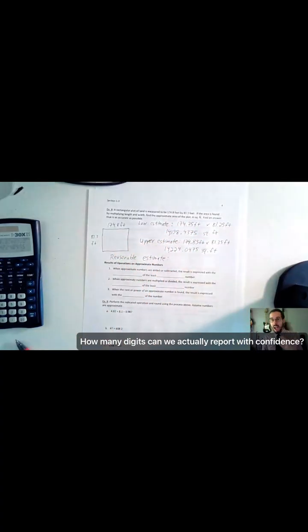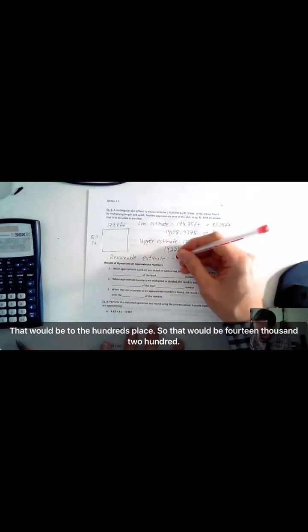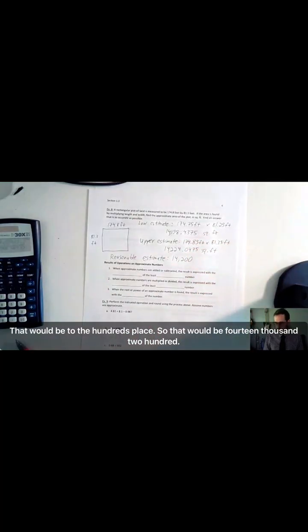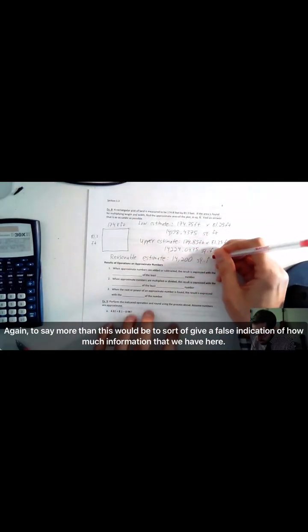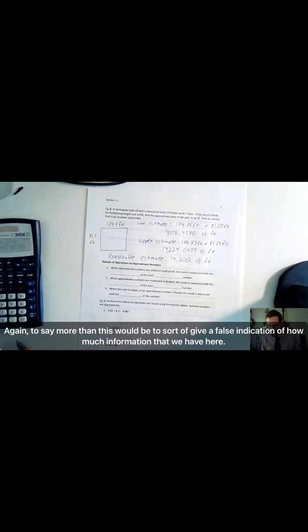how many digits can we actually report with confidence? That would be to the hundredths place. So that would be 14,200. Again, to say more than this would be to give a false indication of how much information we have here. We never want to over-report our findings because that could be misleading.